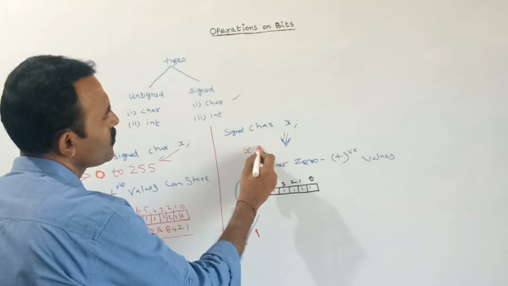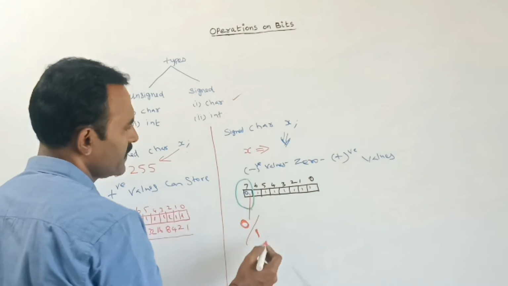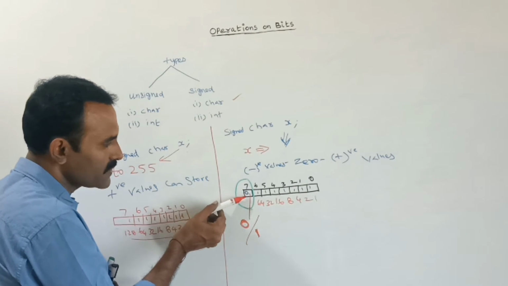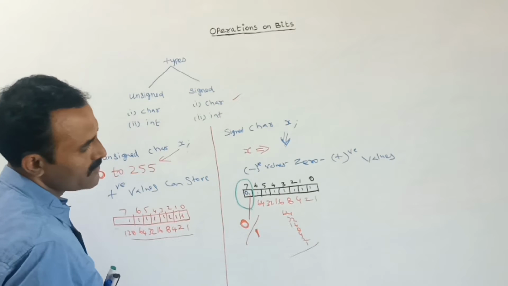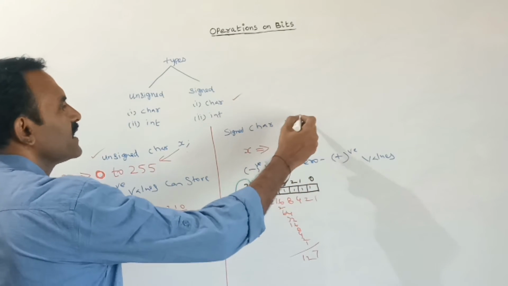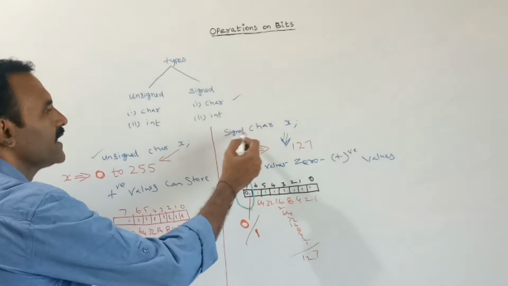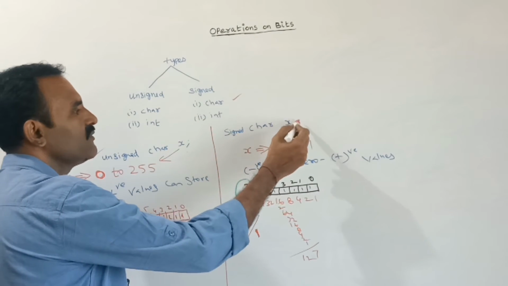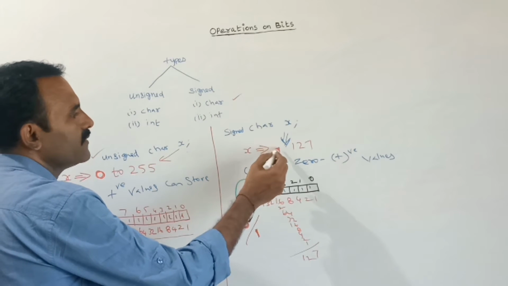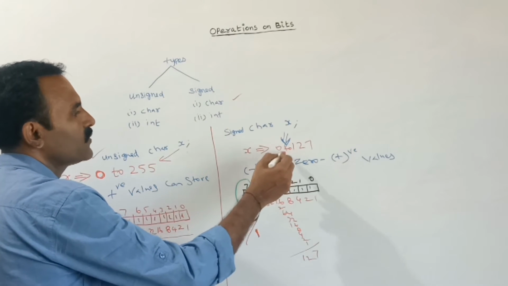We can store the maximum positive value. We can store up to this. Here this bit value is 0. If it is 0, then positive. So you count, if you add this one, we get 127. That is, if you are declaring it as signed character x, then the maximum value we can give is 127. So here 0 to 127.